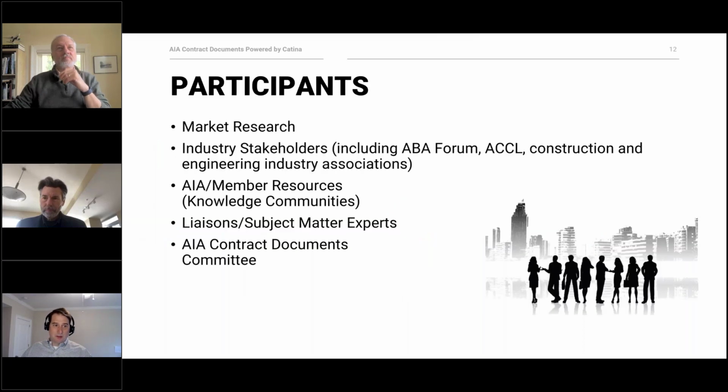So who participates in this drafting process? Again, the core is the AIA Contract Documents Committee, and then the AIA Contract Documents staff, and then people like Pat, like our outside counsel. But we also do a lot of market research in the industry. We also reach out to a number of other industry stakeholders.